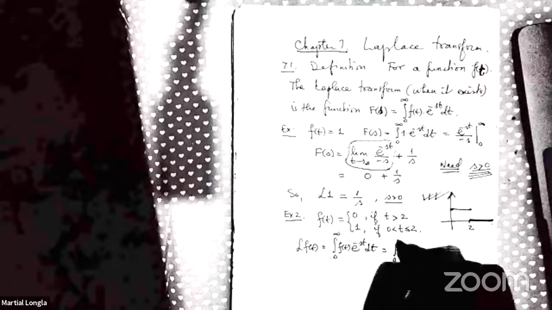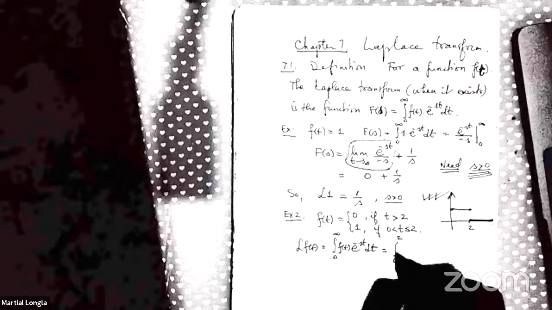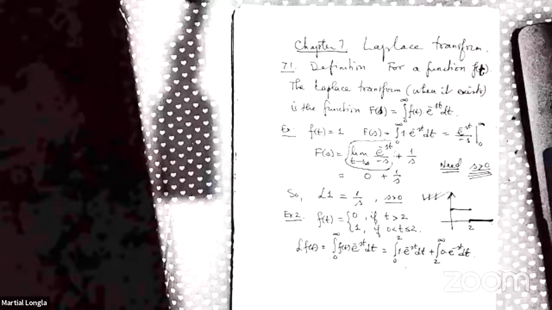So here, I'm going to move first from 0 to 2. And right there, from 0 to 2, the value of the function is 1 times e to negative st dt, plus, then from 2 to infinity. But when I'm moving from 2 to infinity, the value of the function is 0 times e to the negative st dt. This is something very important that you need to understand, because if you miss it, then you've missed it all. Is this clear for everybody?